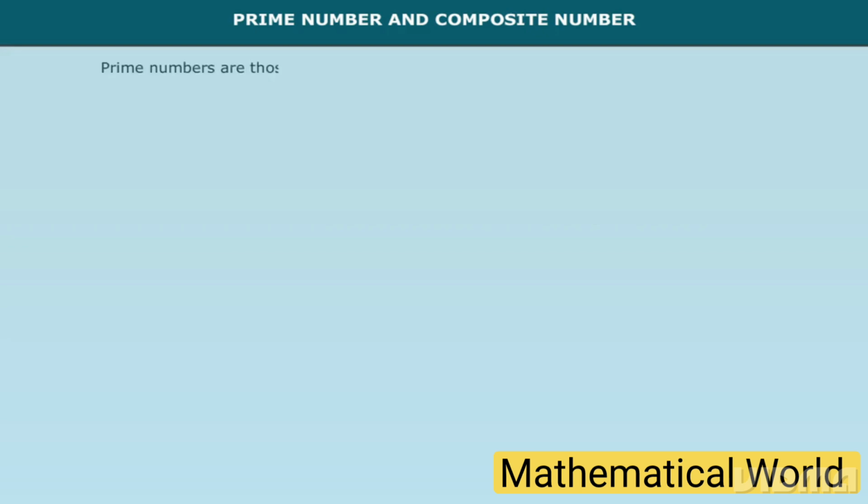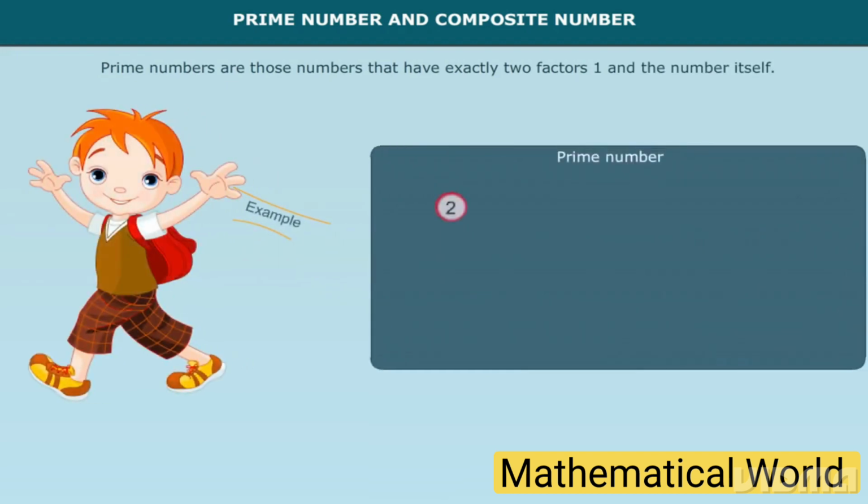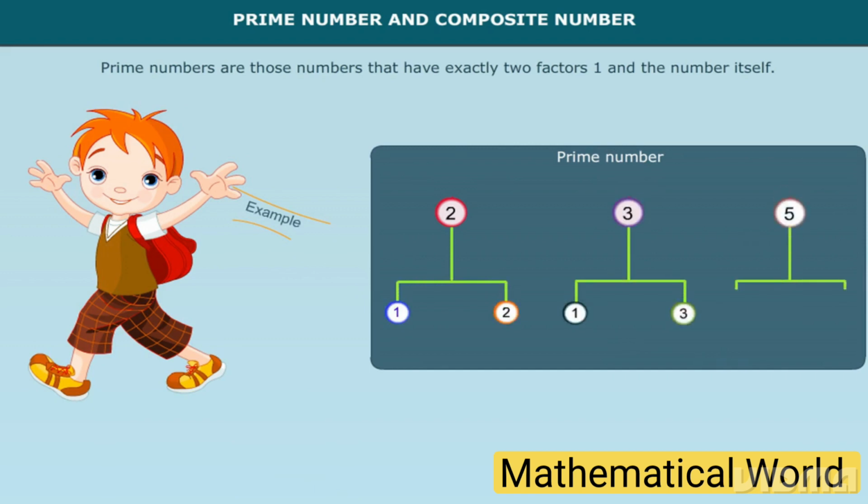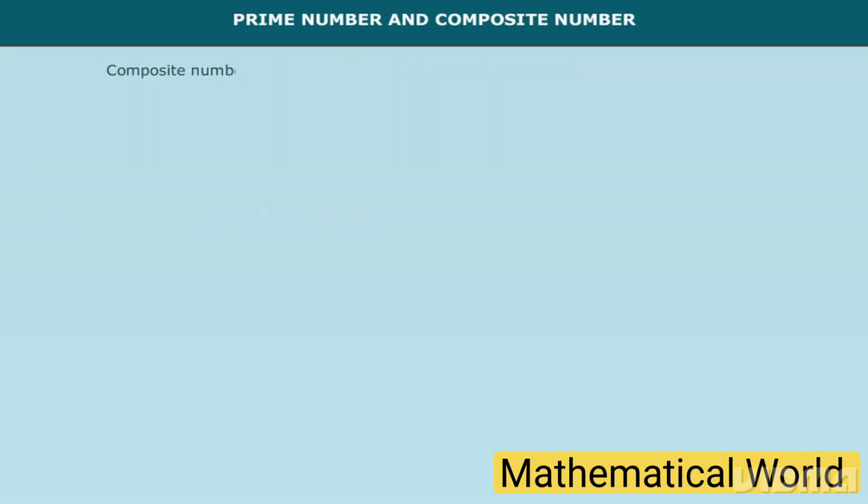Prime numbers are those numbers that have exactly two factors, 1 and the number itself. For example, factors of 2 are 1 and 2 itself. Factors of 3 are 1 and 3 itself. Factors of 5 are 1 and 5 itself. So they have exactly two factors and are called prime numbers.